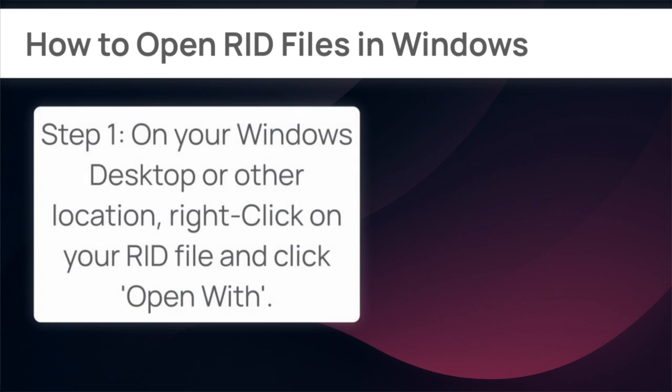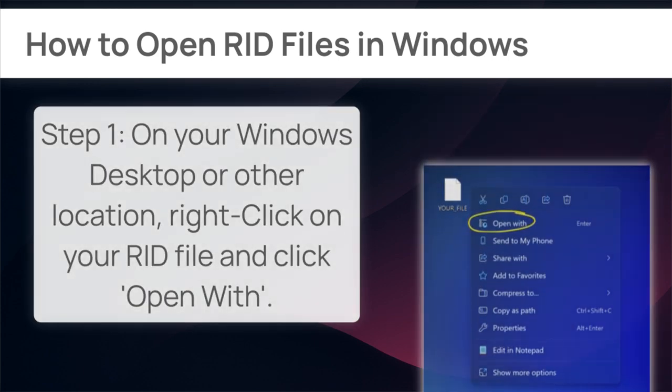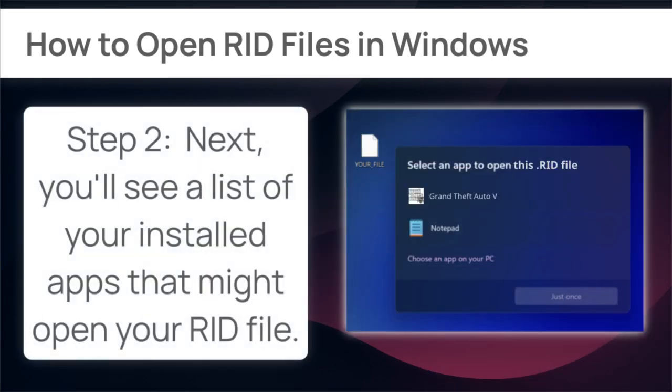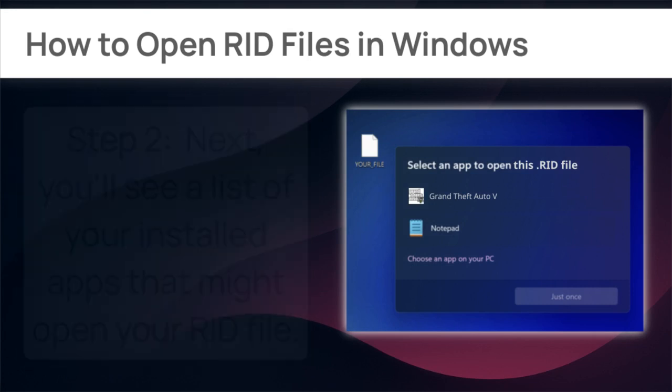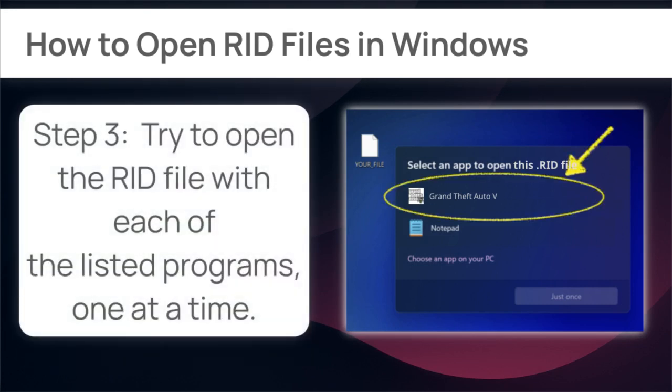The first action is to test the system's defined programs. Right-click the RID file and click Open with. Test Grand Theft Auto 5 if present. If it is unavailable, select another program. We need to find the specific library that works.